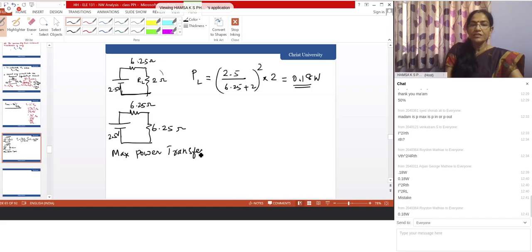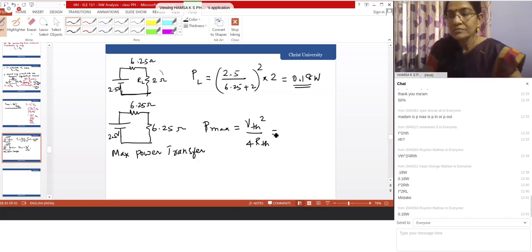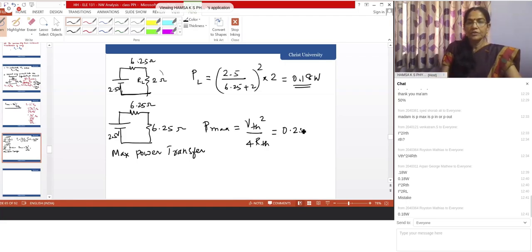If this is the case, then maximum power will be transferred. So what will be the output power here, Pmax? We can use VTH squared divided by 4 RTH, right? 0.25? You see the difference?